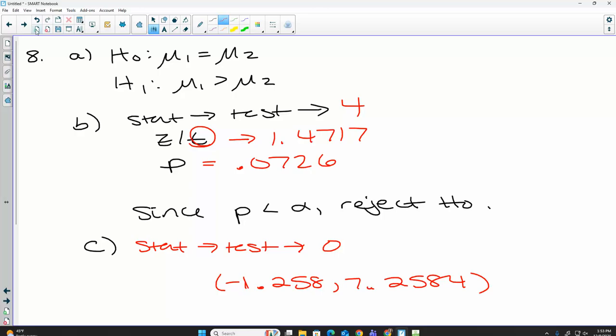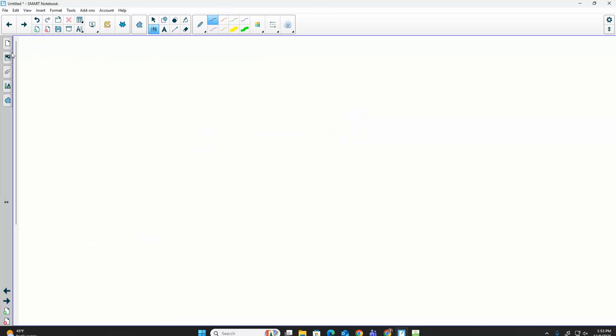All right, number 9. It tells me again, we have matched pairs data. If it's matched pairs, what's my null hypothesis? The difference is 0. I want to decide if the mean of the first group is smaller. So alternative. If the first one is smaller, what kind of number are you going to get when you subtract them?